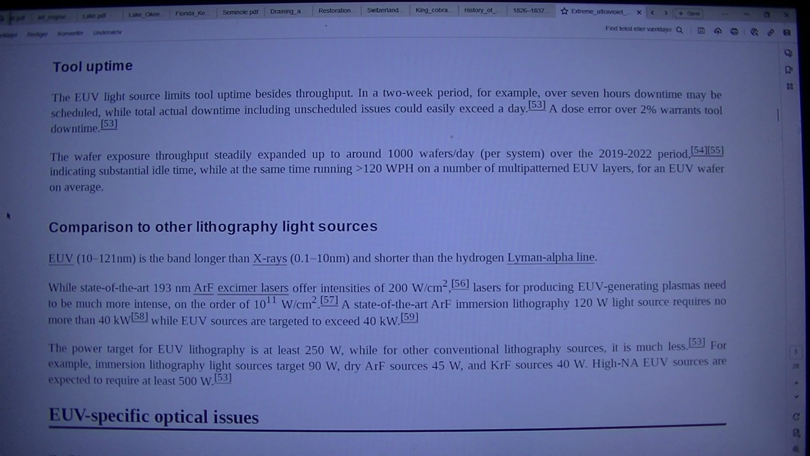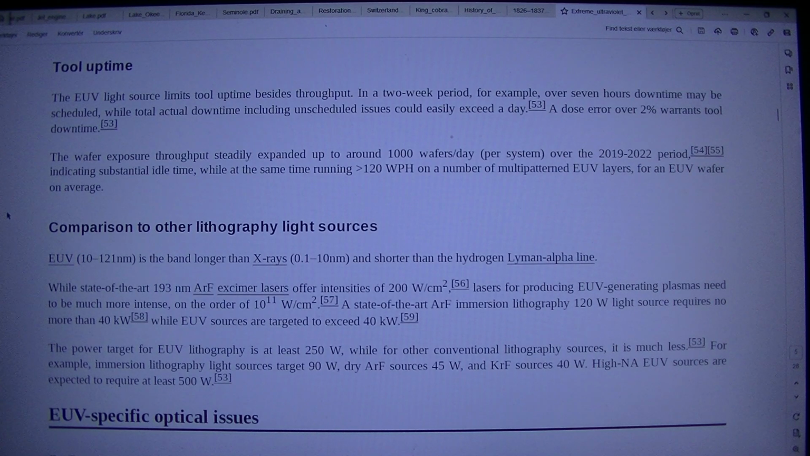The wafer exposure throughput steadily expanded up to around 1,000 wafers forward per day per system, over the 2019 to 2022 period, indicating substantial idle time, while at the same time running a GT120 on a number of multi-patterned EUV layers, for an EUV wafer an average.